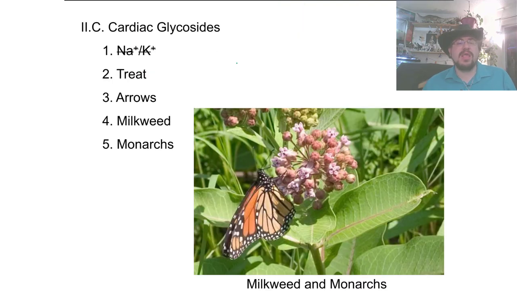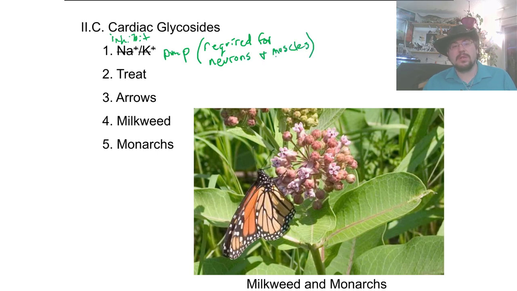We also have cardiac glycosides. So cardiac glycosides are sodium-potassium pump inhibitors. So they inhibit the sodium-potassium pump. The sodium-potassium pump is required for neurons and muscles to work. So these cardiac glycosides shut down the heart because they shut down the muscle's ability to send and receive electrical signals.